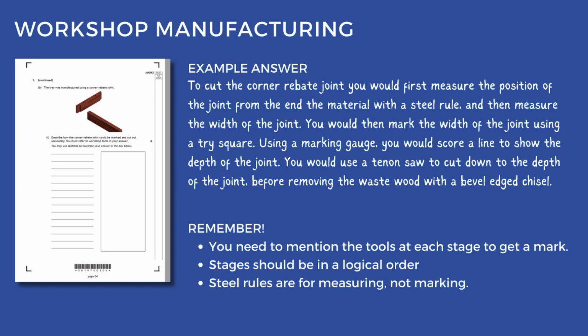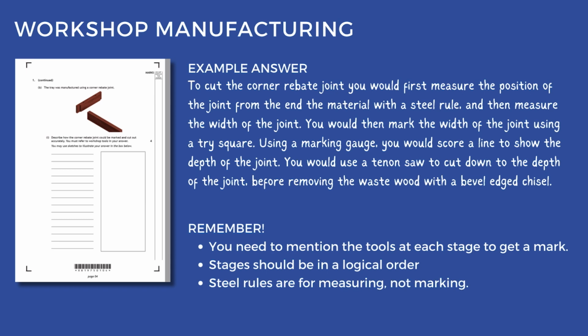You would then mark the width of the joint using a tri-square. Well, that's them talking about using a tri-square to mark out exactly how wide the joint was, and in this case there probably would only be 1 line because it's at the end of the material, so that picks up a mark. They've talked about setting the depth or scoring the depth using a marking gauge, so again mentioning the tool and talking about the process, so that picks up a mark.